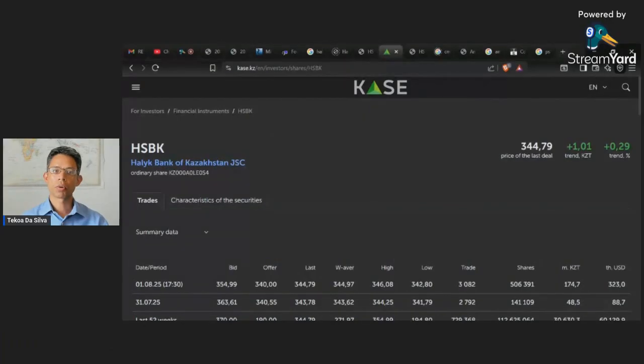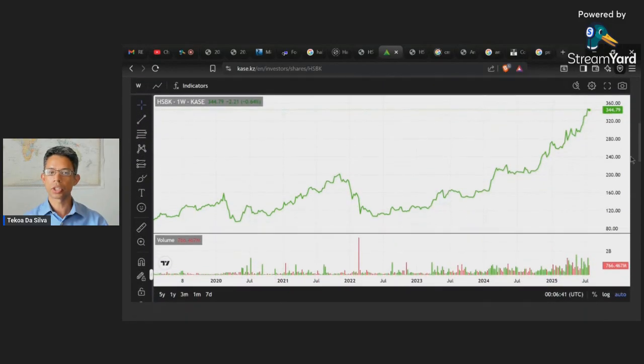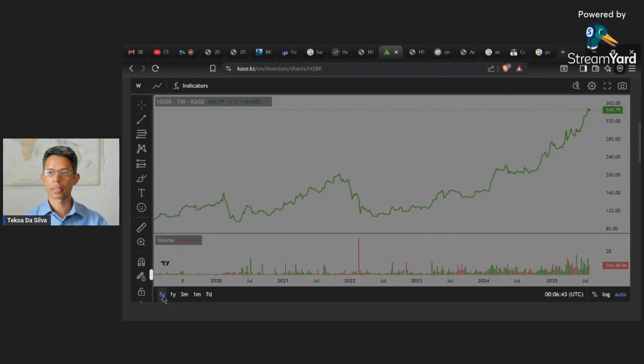Let's take a look at a real life example of a company and do a quick calculation of PE ratio. Here's the stock price quotation for a company called Halyk Bank of Kazakhstan. This company is based in the country of Kazakhstan. It is the leading bank of that country and a leader in the Central Asian region for banking services. The price of the stock is quoted at 344.79. It is quoted in their currency called the tenge. And here is a long-term chart for the stock.